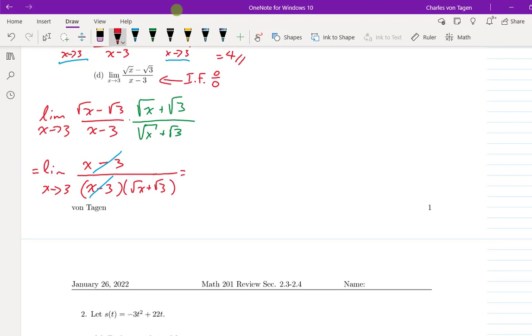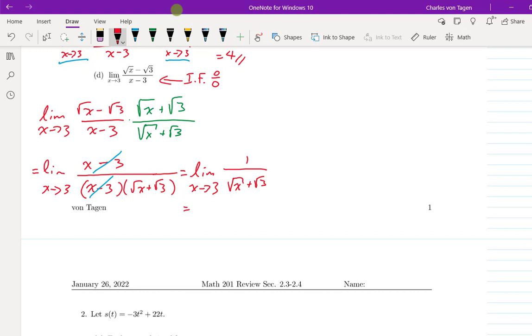And now I'm left with the limit, as x approaches 3, of 1 over the square root of x plus the square root of 3. And look at the domain of this new problem. I'm allowed to plug in what numbers for x? Well, I can plug in 3, sure, but I can plug in a lot of others, like 4 or 5. What can I not plug in for x? Any negative numbers. Well, our limiting value is 3. Can I do it?